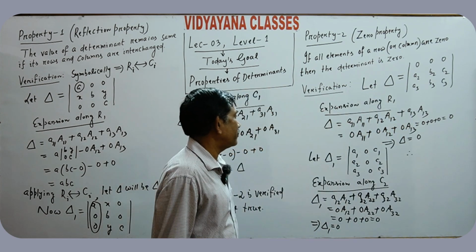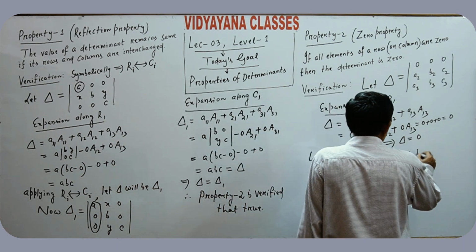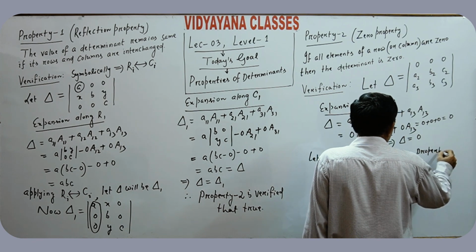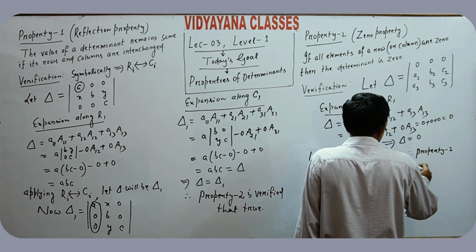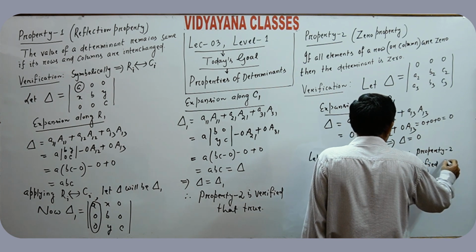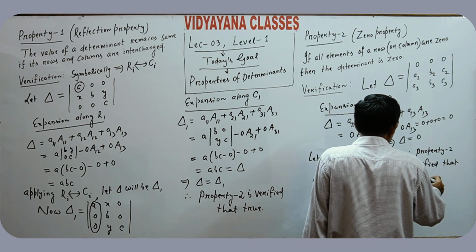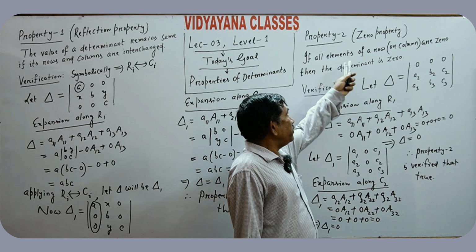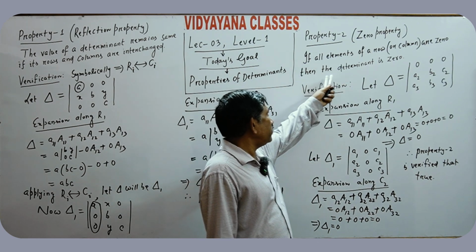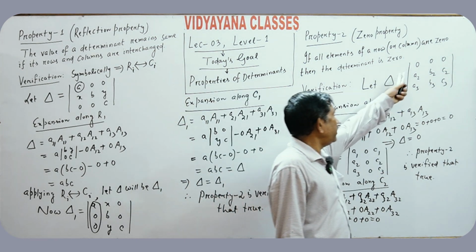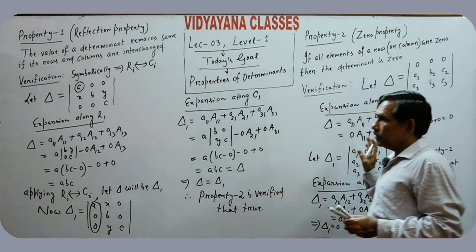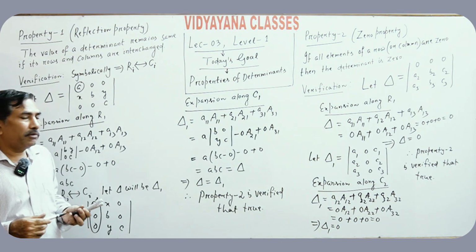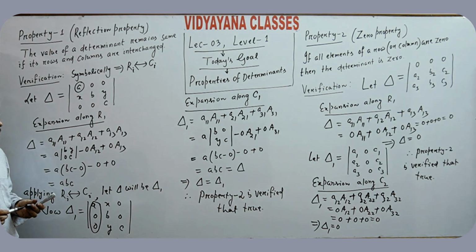Therefore, property 2, which is called the zero property, is verified. If all elements of a row or column are 0, then the determinant is 0. Clear? If any one of the rows or columns has elements that are all 0, then the value of the determinant is 0. It is called the zero property. Are you clear? Okay.